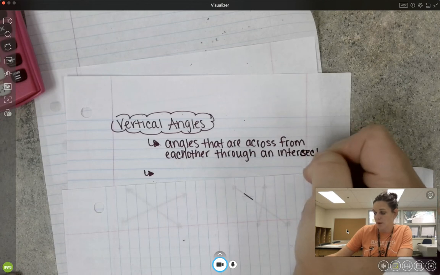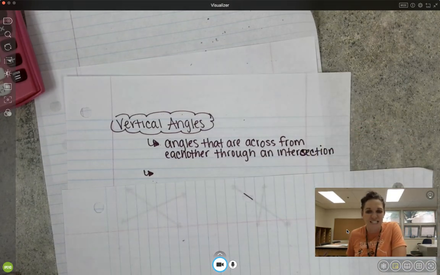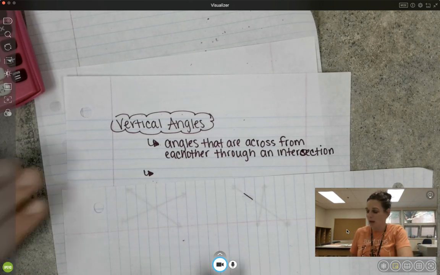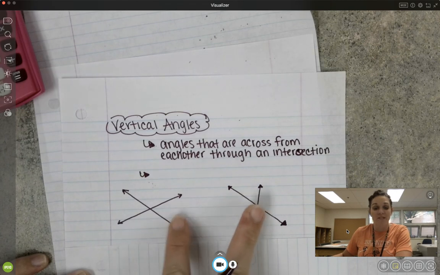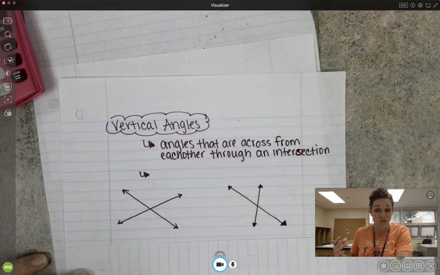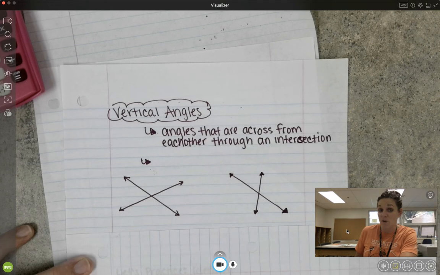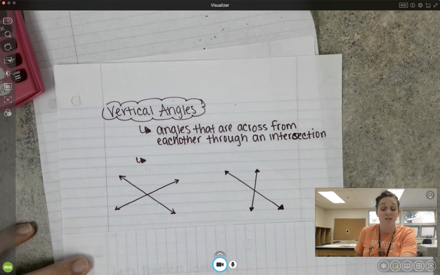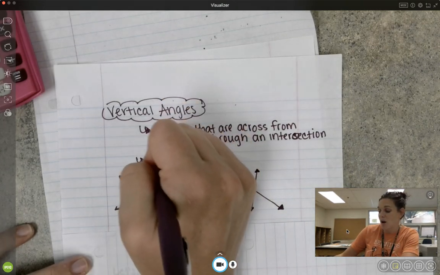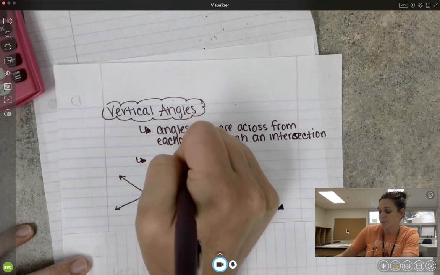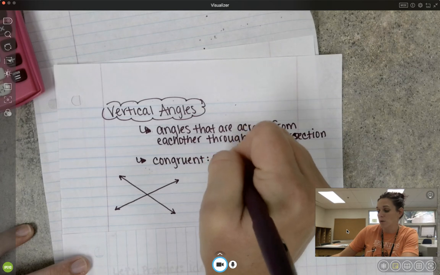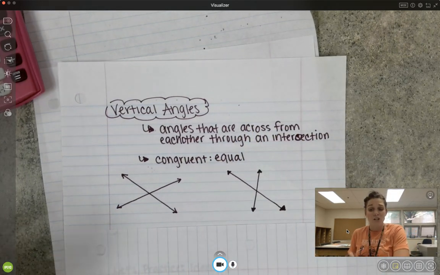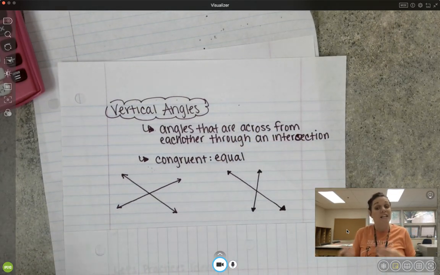I always write that second C and I'm like, oh, that was supposed to be an S. Okay. All right, so in order to have vertical angles, you have to have things that crisscross. And if these vertical angles are truly across each other, that means that they are congruent, or in other words, equal. Okay, so in equations, we say equal. In geometry and shapes, we use the word congruent.